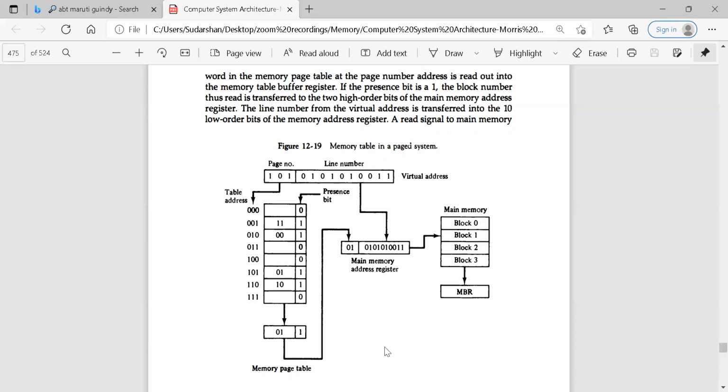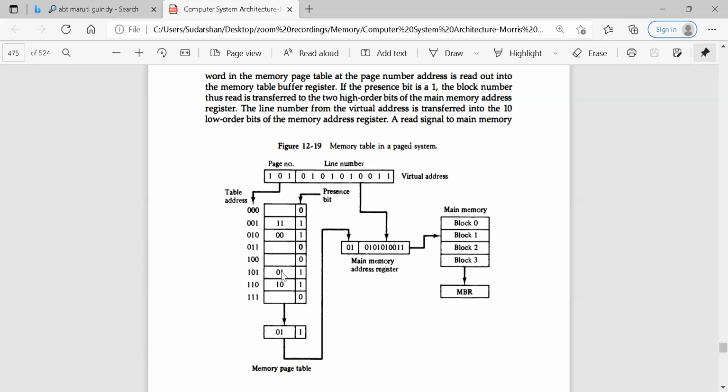Now, what we have to do is map a 3-bit page number to a 2-bit frame number. This is your memory mapping table. This is what we call the memory table buffer register, MTBR. When you read, what is the page number here? 101. Is 101 available on primary storage? Check the presence bit. It is 1, which tells you that page number 101 is available on primary storage. Next, we have to find the corresponding block number.